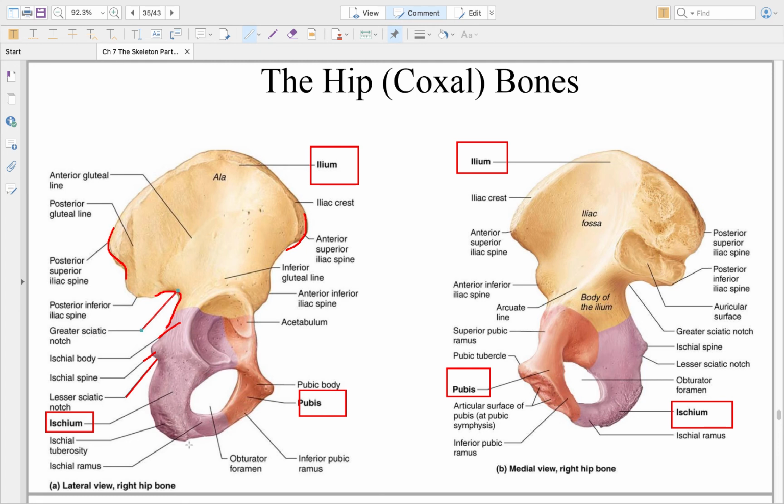Okay, this weird rough part is called the ischial tuberosity. And this curved area is the ischial ramus. Okay, this space is the obturator foramen. Inferior pubic ramus. So ramus is always kind of a curve type thing. Pubic body, and then again the acetabulum, perfect for that joint.